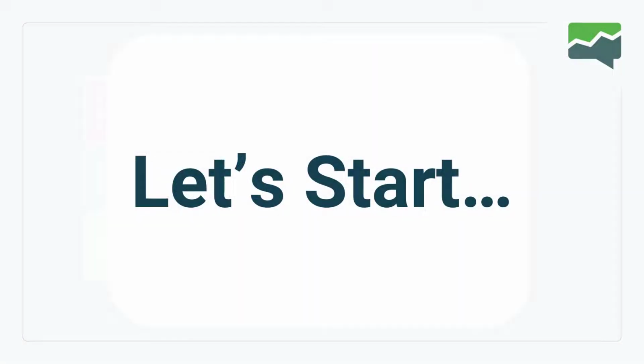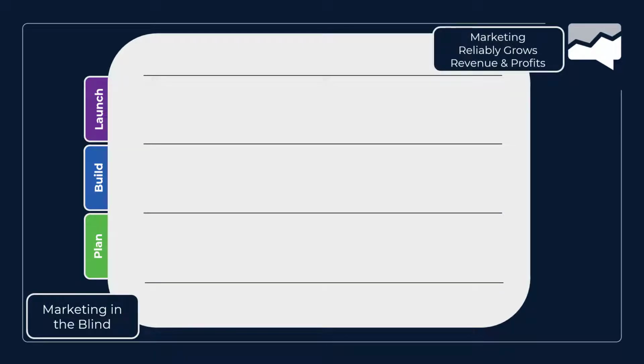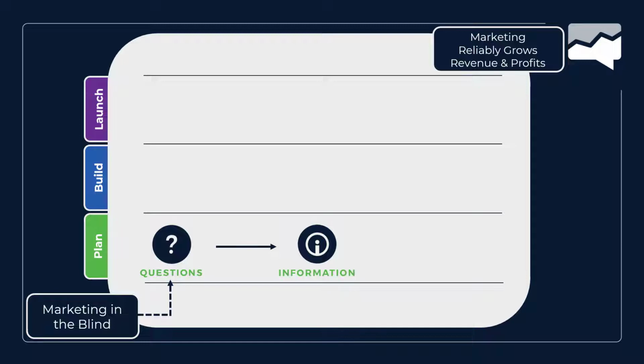Now we're going to go ahead and dive right in. We always start with the framework. Remember, plan, build, and launch when it comes to your measurement. We are always marketing in the blind, but if you use this system, it will produce reliable revenue and profits. How does it do that? First, in the planning stage, you ask the right questions. We then gather information to get the answers to those questions, and we think about the actions we're going to take based upon the answers we get.